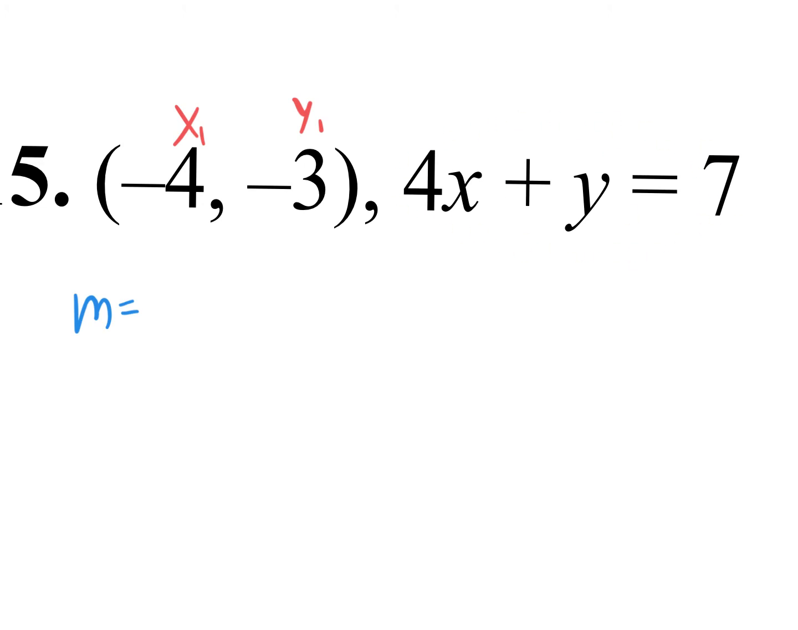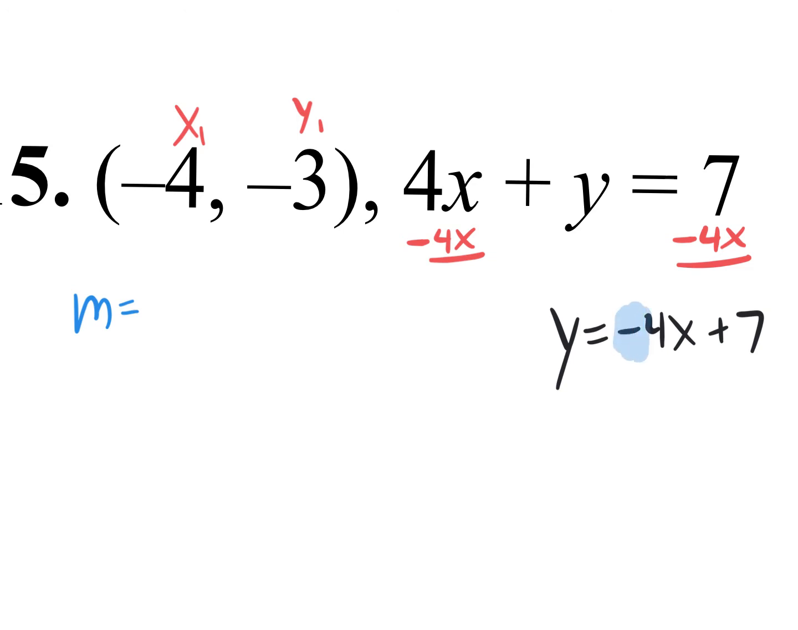So let's get the y by itself. We're going to subtract 4x. The reason why I'm getting y by itself, guys, is because it's in standard form, ax plus by equals c. Nowhere in standard form could you see the m value. You could only see the m value in slope-intercept form or point-slope form. So I'm going to take this standard form and change it to slope-intercept. So what I have here is y equals negative 4x plus 7. That way I could clearly identify that my slope is negative 4.